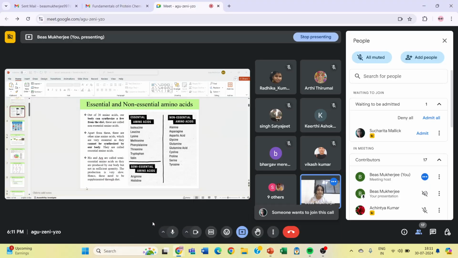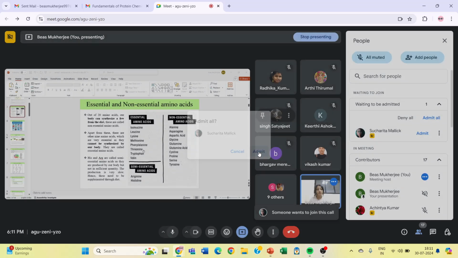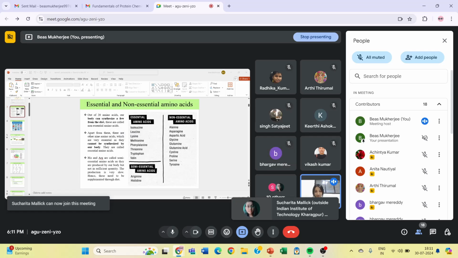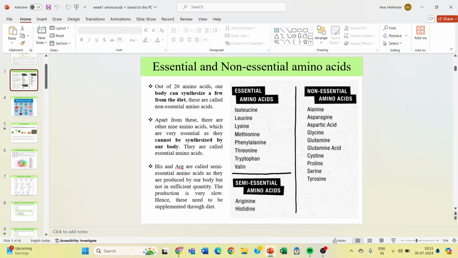Now, as we are eating, certain amino acids can be synthesized by our body. Out of the 20 amino acids, our body can synthesize some, and these are called the non-essential amino acids. The rest of the amino acids are introduced into our body through diet, and these are called the essential amino acids because the body cannot synthesize them by itself.